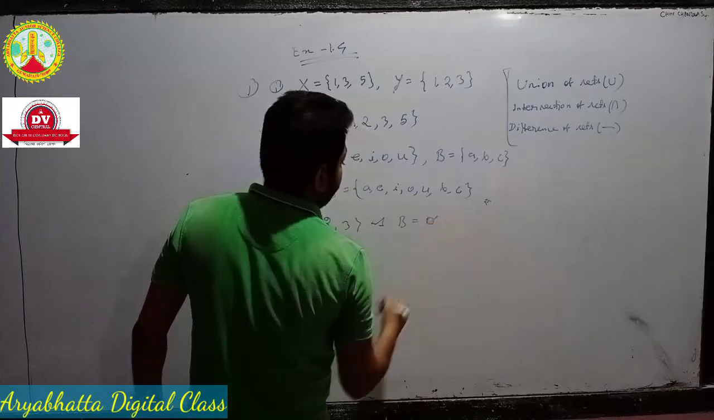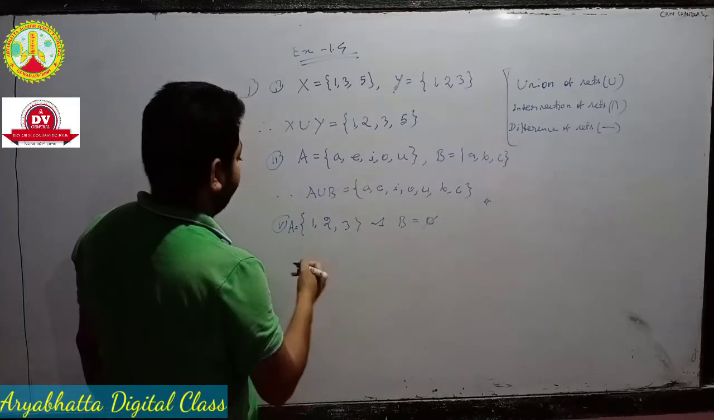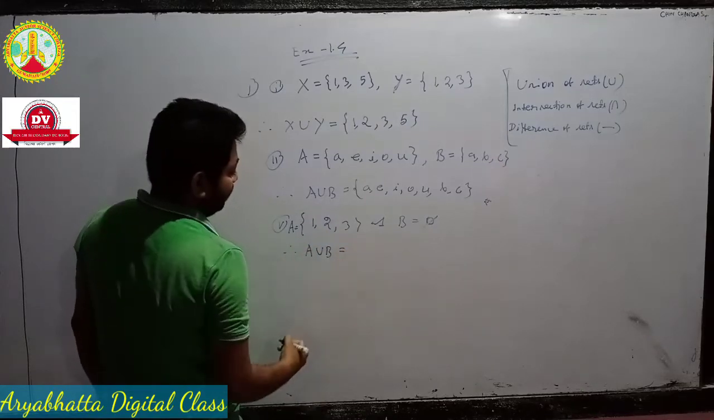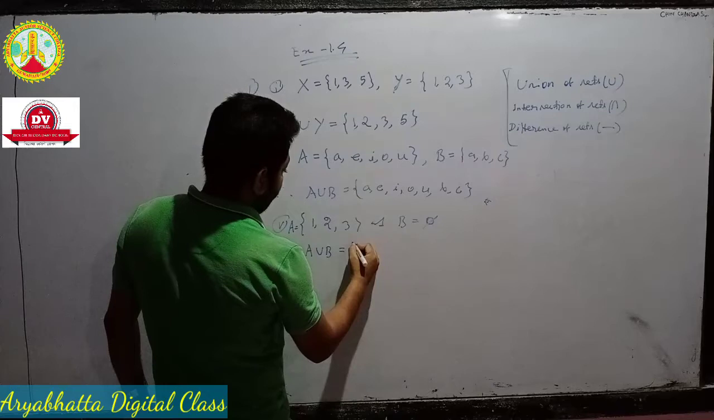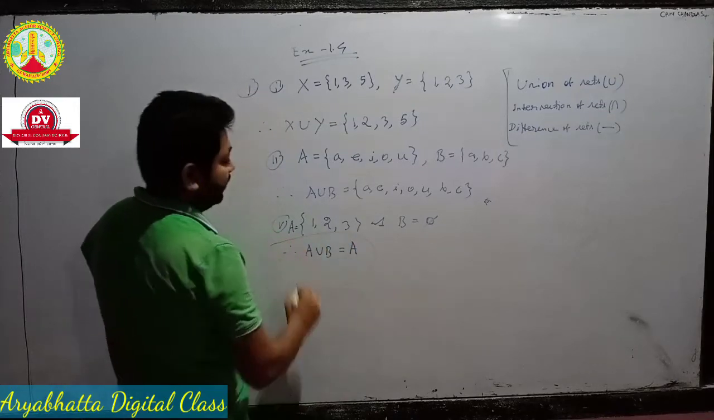Null set means there are no elements. There are no elements of set B. Therefore, A union B is equal to A.